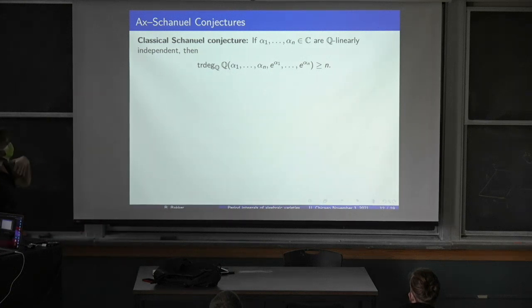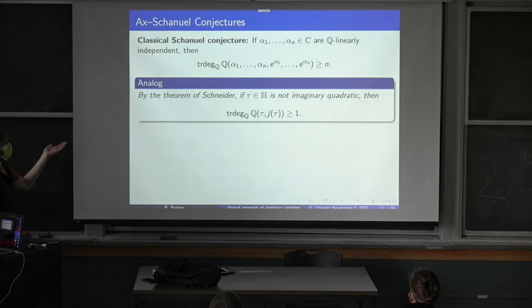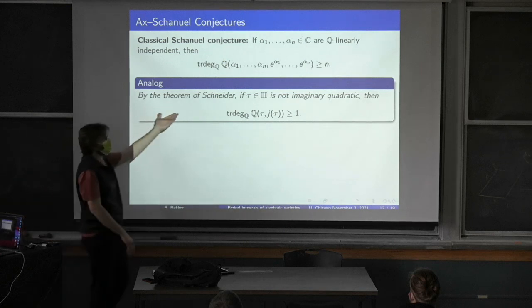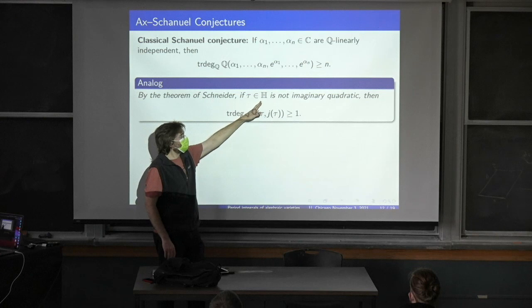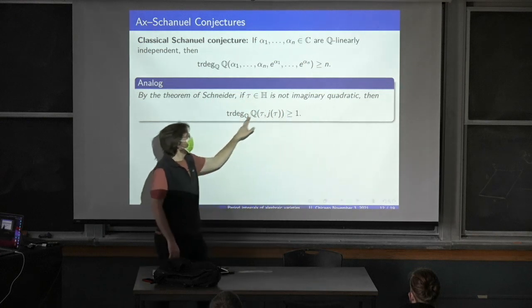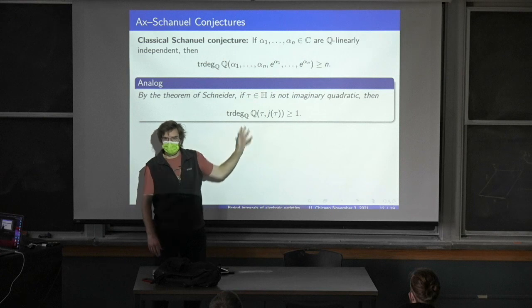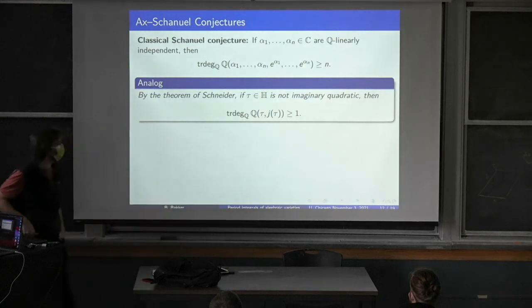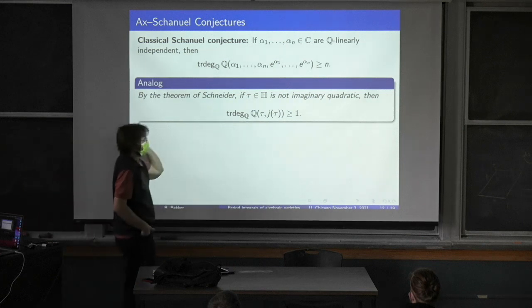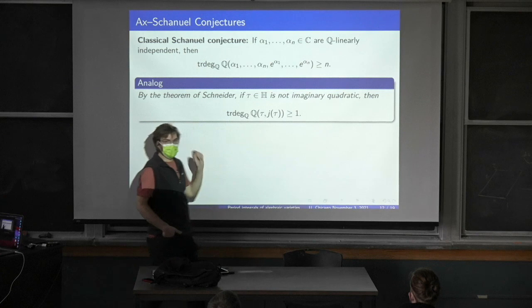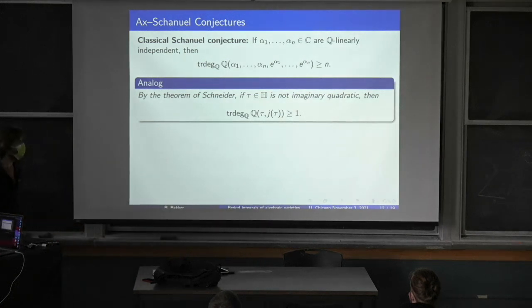In fact, it has a very similar flavor to something we already used, this theorem of Schneider, which can be rephrased as saying if tau in the upper half plane is not imaginary quadratic, then tau and j of tau must be algebraically independent. Okay. Sorry, that's wrong. If tau is not imaginary quadratic, then they can't both be algebraic numbers.